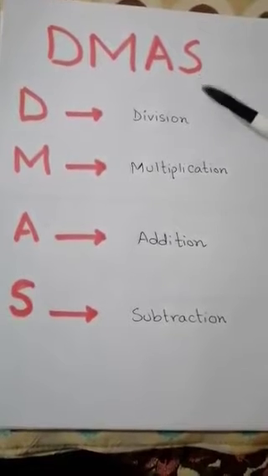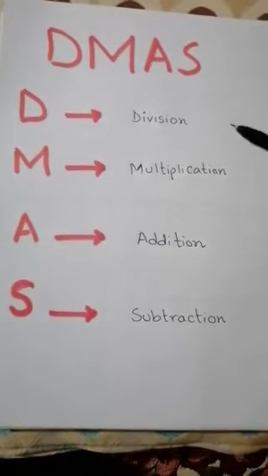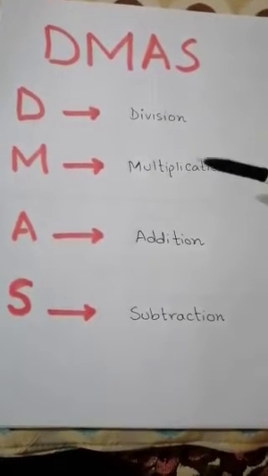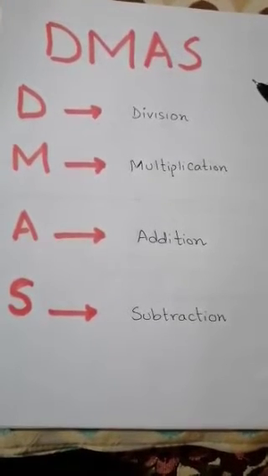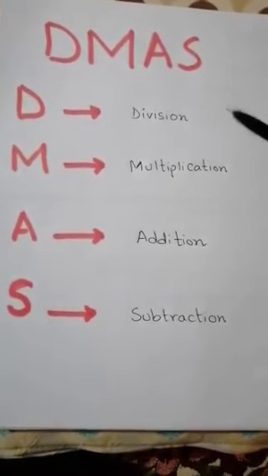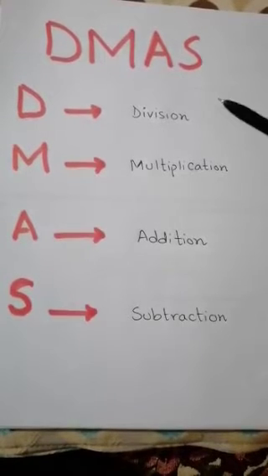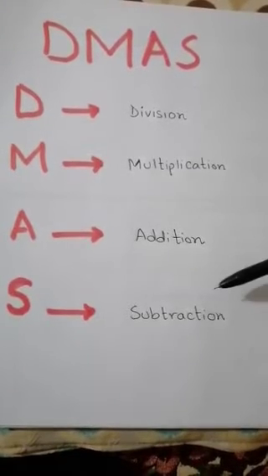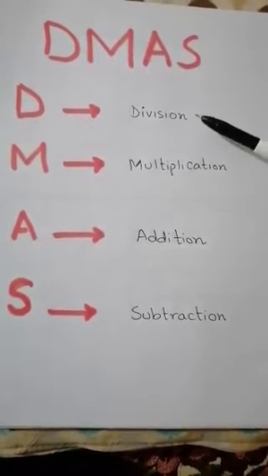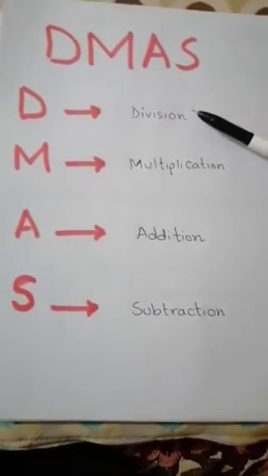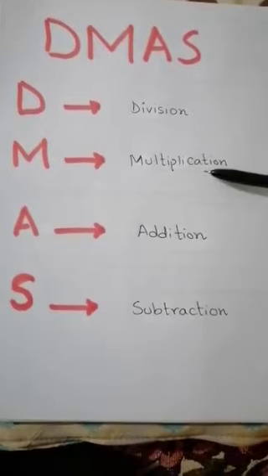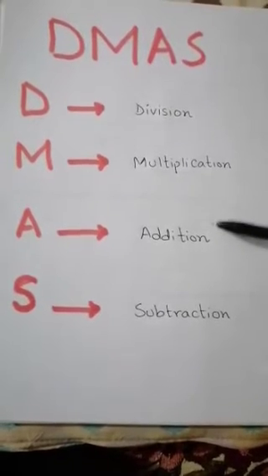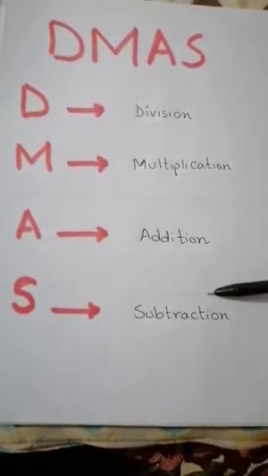So the DMAS rule tells us that if we have a question in which we have 2 or maybe more than 2 operations all together, how we can solve these kinds of questions. In this way we can understand what DMAS tells us. So first of all, if you have a question in which we have 4 operations together, you have to solve division first, then multiplication, then addition, and lastly subtraction.